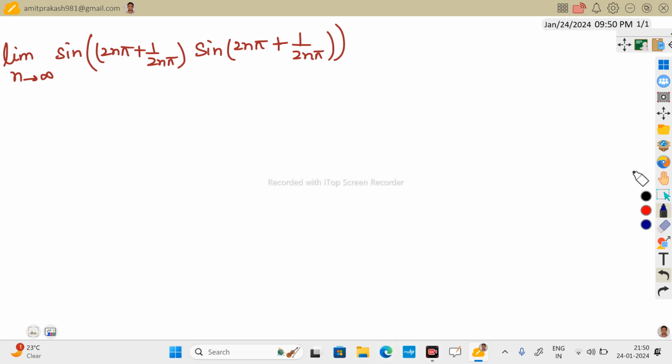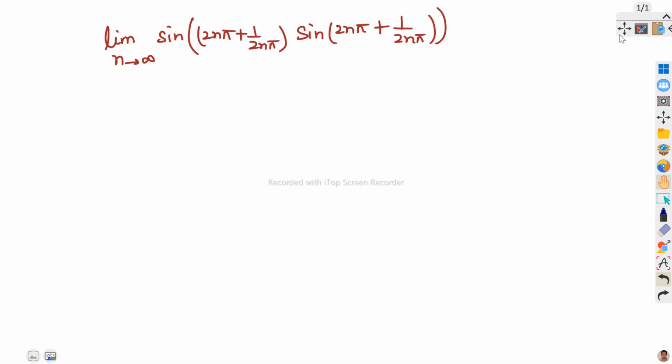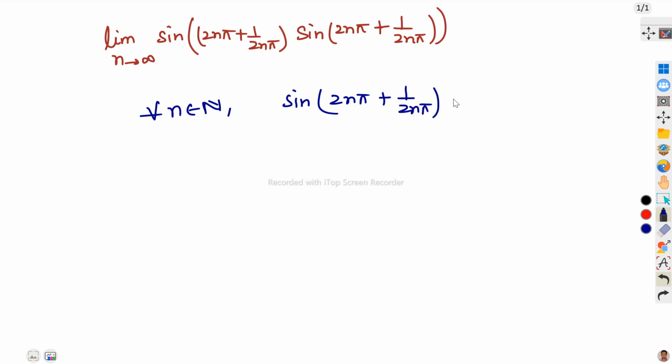In a problem of limit, we are going to find the value of this given limit. First of all, we know that this is the sequence, and for every integer n, sine of (2nπ plus 1 upon 2nπ) is equal to sine of 1 upon 2nπ. And we know that for every integer n, 1 upon 2nπ is very small.